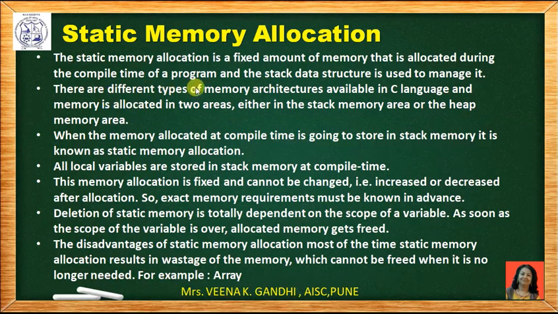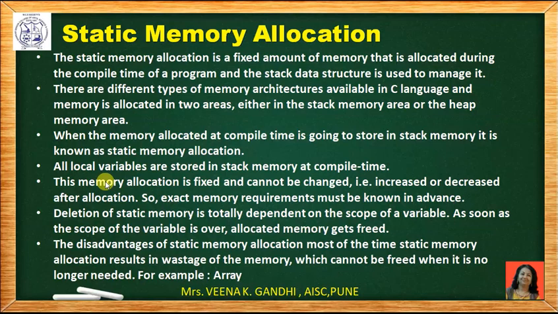There are different types of memory architecture available in C language and memory is allocated in two areas, either in the stack memory area or the heap memory area. When the memory is allocated at compile time, it is stored in stack memory. It is known as static memory allocation. So all local variables declared in a program are stored in stack memory at compile time.